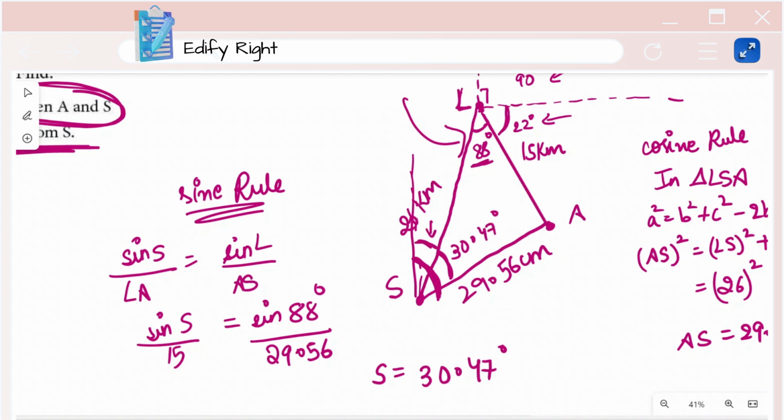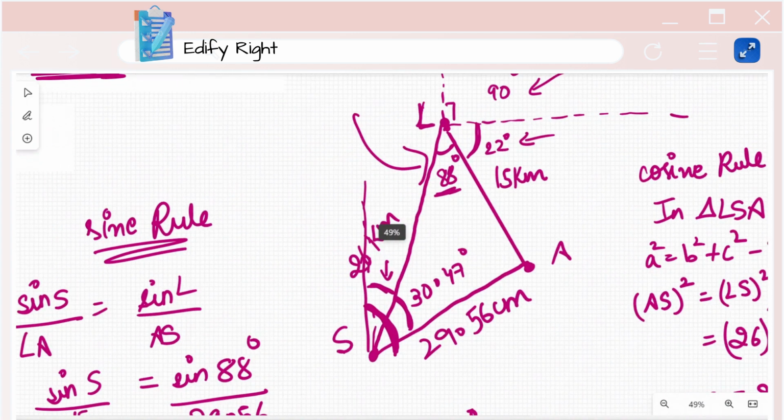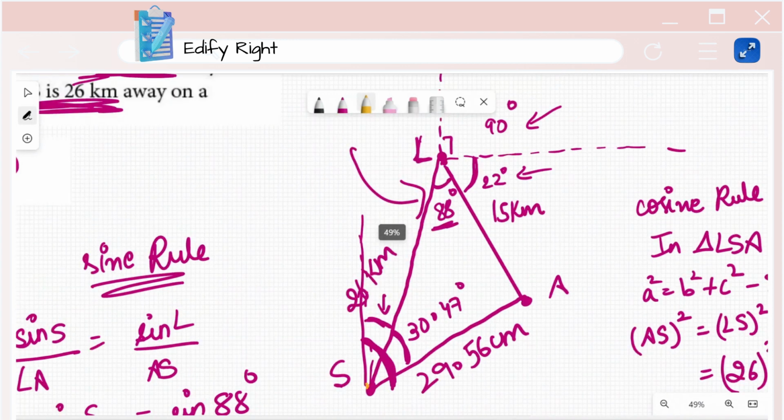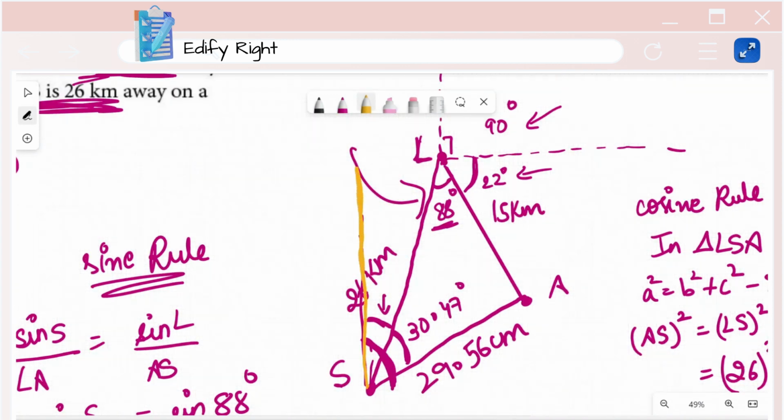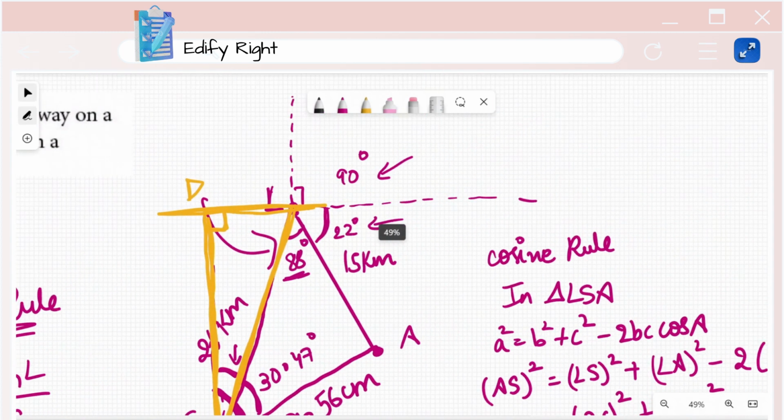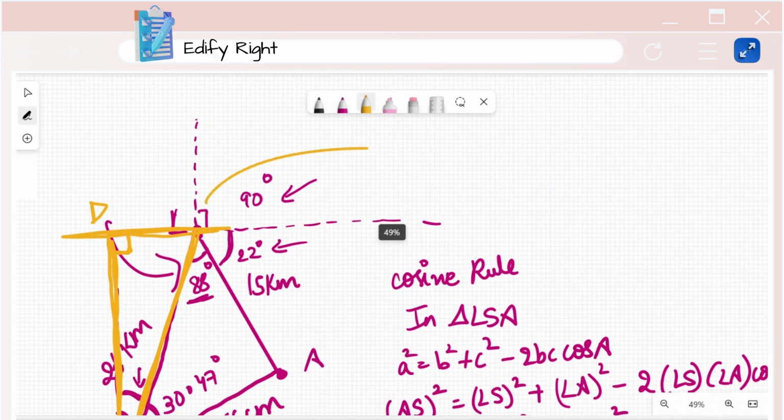But what about this angle? Because you need that as well to figure out the bearing, right? So for this, we are going to draw a triangle. Let me take a different colored pen. Yes. So let's consider this triangle. Let's draw a perpendicular from S like this. And let's now consider this triangle. So this is, let's say, D. So in triangle DLS.